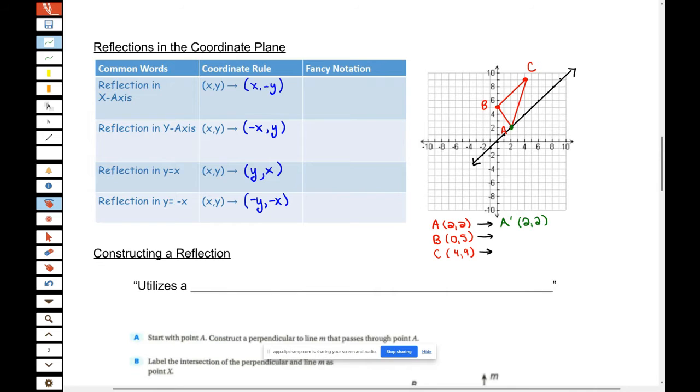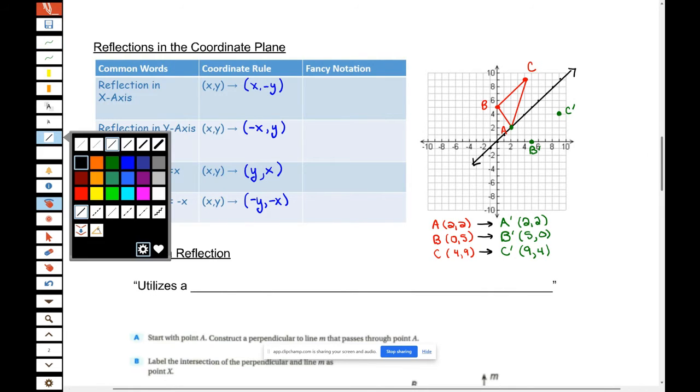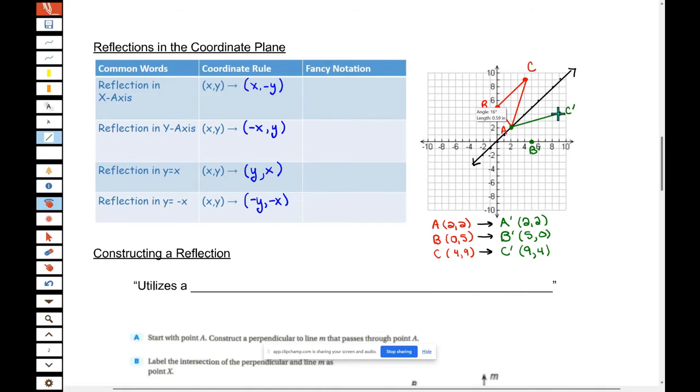If it's 0 5, it's going to be 5 0 for B prime. And then C prime, you switch the coordinates, it's 9 comma 4. So 9 comma 1, 2, 3, 4. There's C prime. I can connect it and see the final shape now. And it's a very nice reflection over that line.